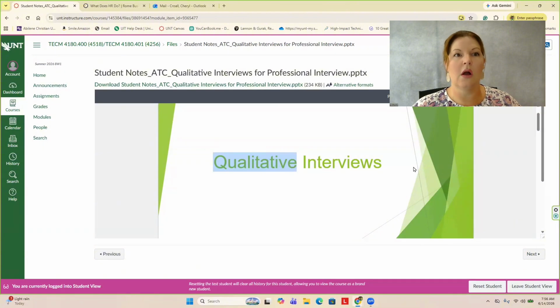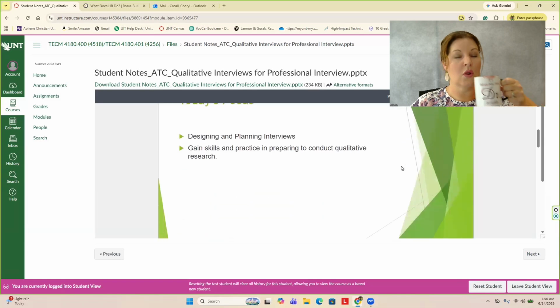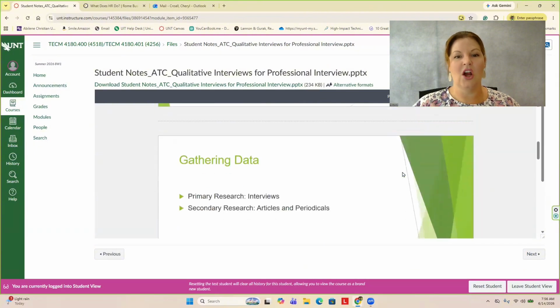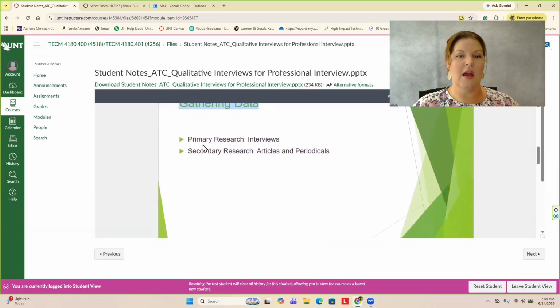Now, how do we do this? Well, we can do this through written surveys, and we can do this through interviews, which is what we're learning to do. So let's talk about planning and designing our interview. Now, remember, in gathering data, there are two types of data. You'll use both in this next paper.